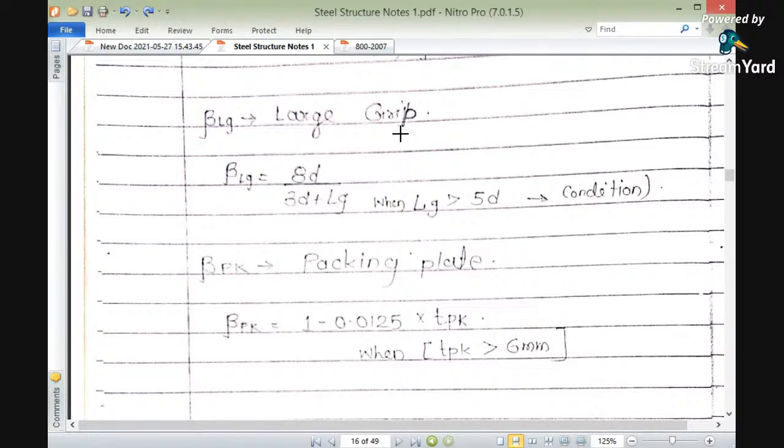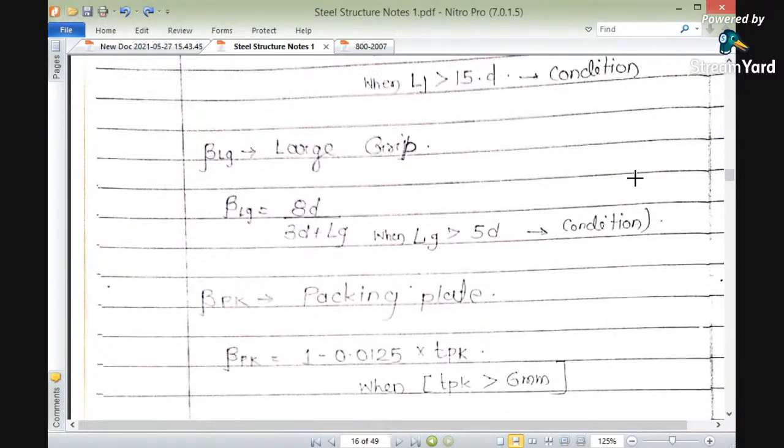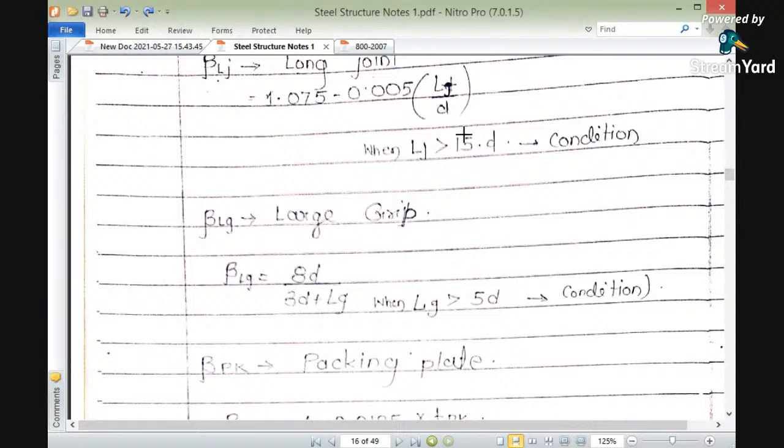When there is a large grip more than 5d, then we can use this reduction factor. And when the length of joint is more than 15 times d, then we are using this formula.